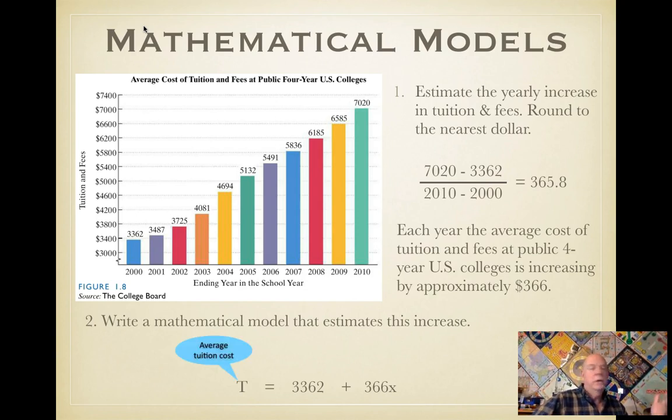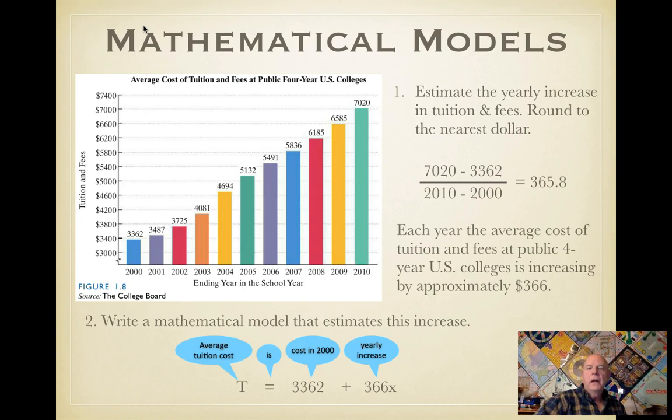The T is, and you could use whatever variable you want, T just stands for tuition. You could call it C for cost, or whatever you want to call it. So some variable, I'm going to call it T for tuition, equals, which is in the English version of the question, right? The 3362 is the original cost from our chart. So that's where we started from. So we start with that base, and then we're going to add a certain amount every year after that, on average. We're estimating here.